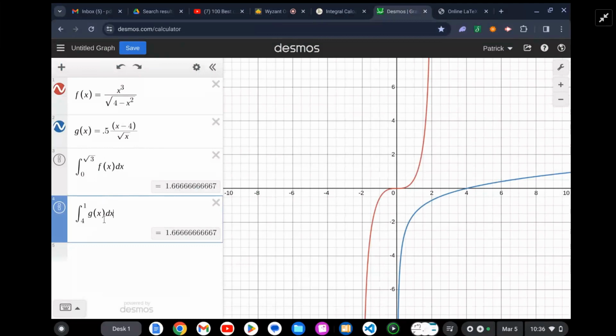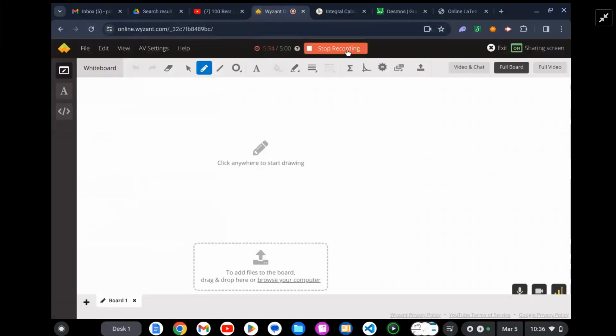And then the new function, you notice it's below the x-axis, and that's why we have the boundaries from 4 to 1. If I did it from 1 to 4, you'd get a negative answer here. Okay, but this verifies that we're correct. All right, I hope that was helpful.